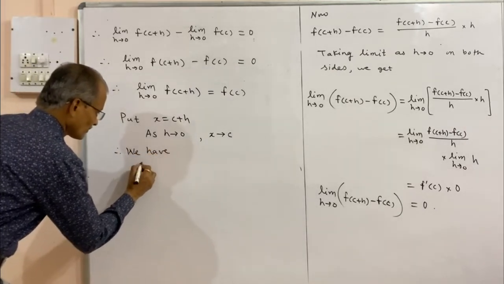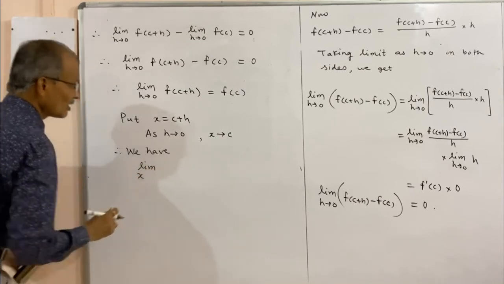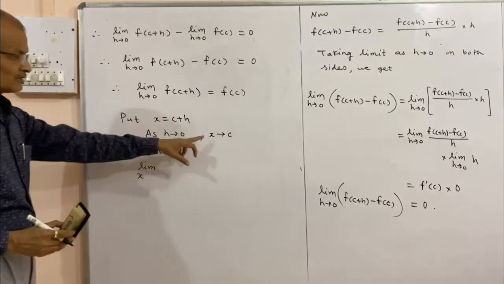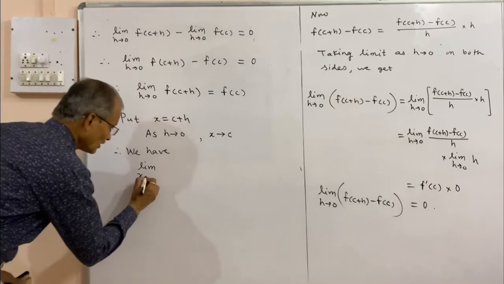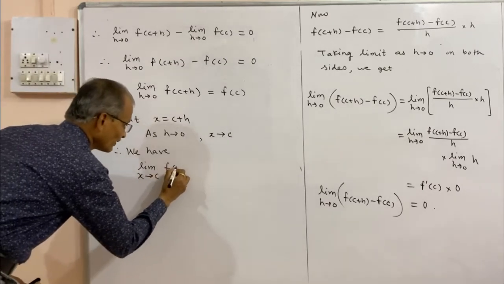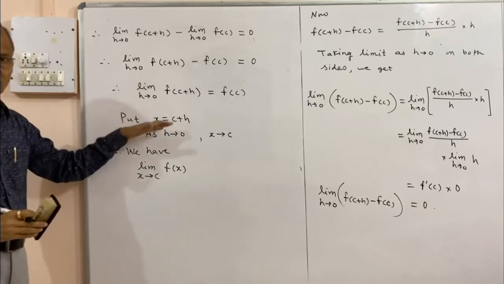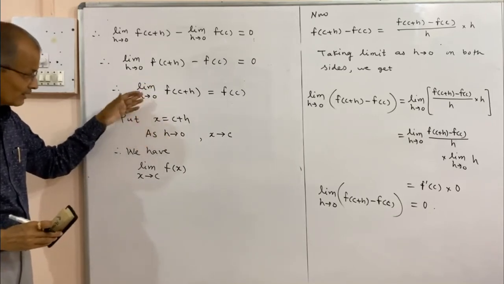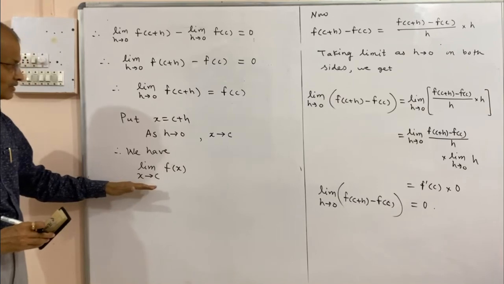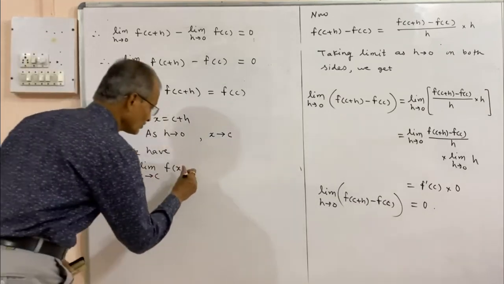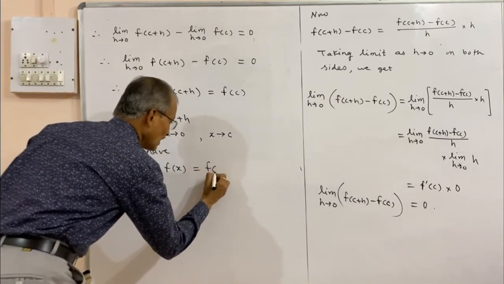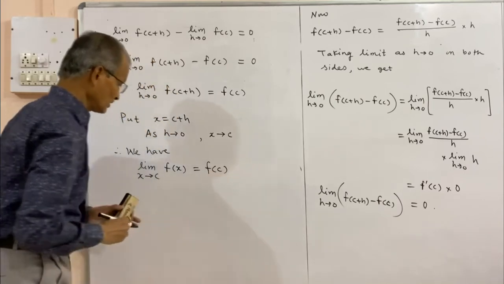And thus the above limit becomes, limit h tends to 0, which means x tends to c, of f of x, since c plus h is x. These are the changes we are doing in the above limit, and this limit we are writing here: limit x tends to c of f(x) is equal to f(c). And this is the definition of a continuous function.